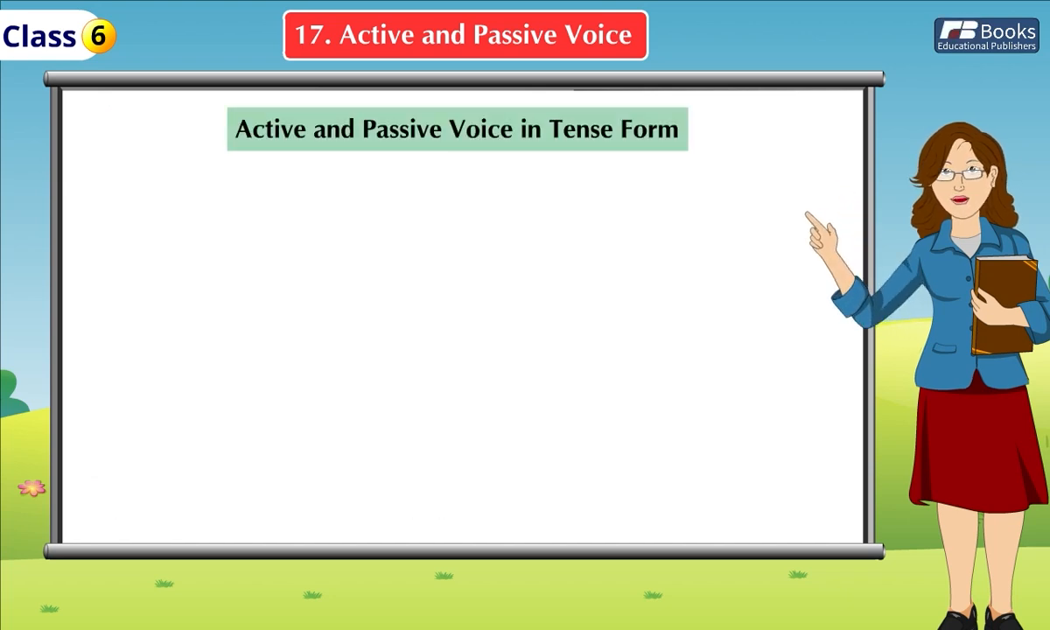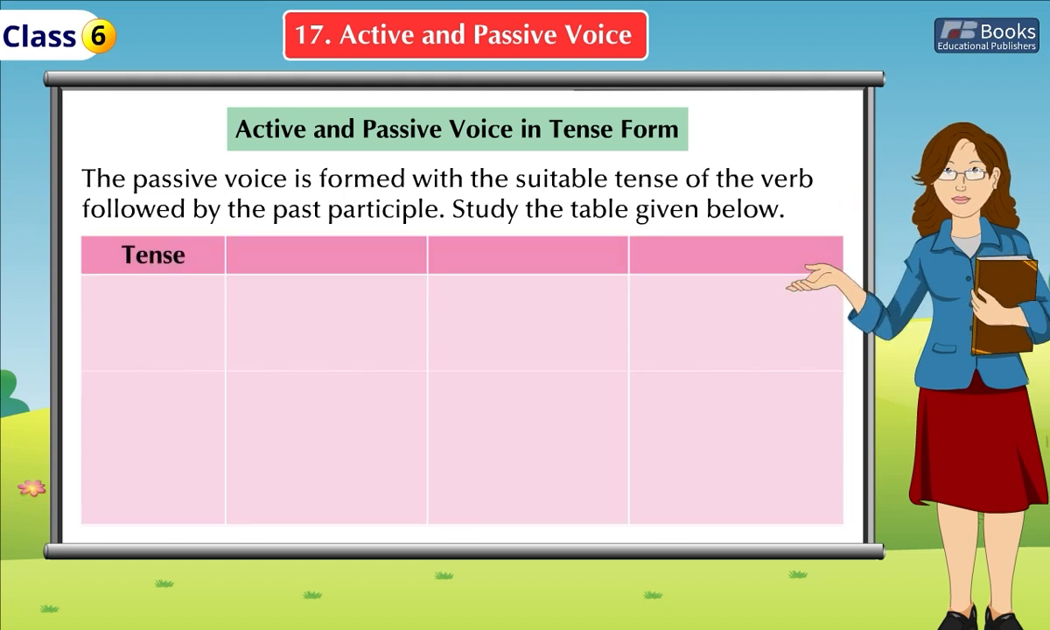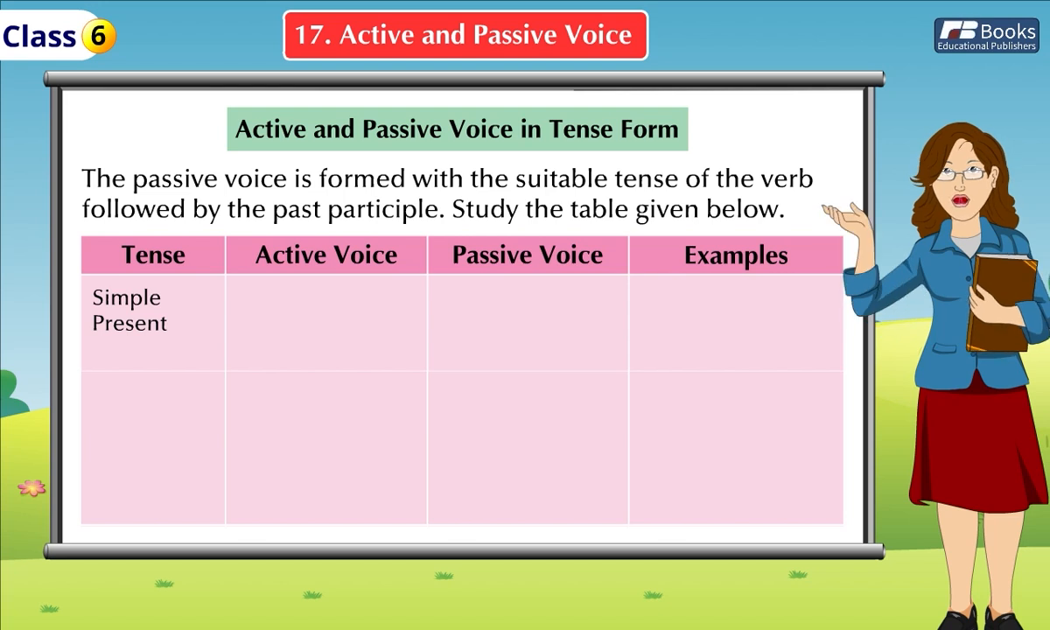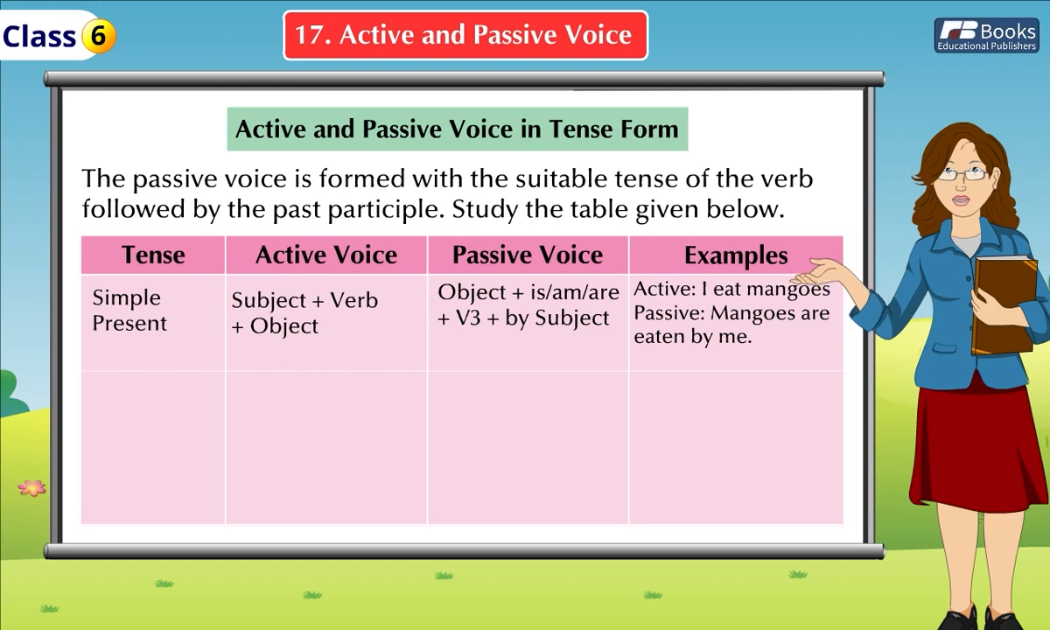Active and passive voice in tense form. The passive voice is formed with the suitable tense of the verb followed by the past participle. Study the table given below. Tense, active voice, passive voice. Example: simple present. Active voice: subject plus verb plus object. Passive voice: object plus is, am, are plus verb third form plus by subject. Example. Active: I eat mangoes. Passive: Mangoes are eaten by me.